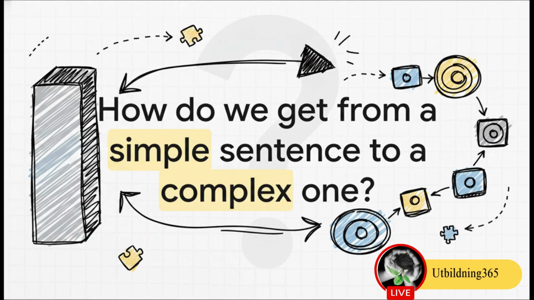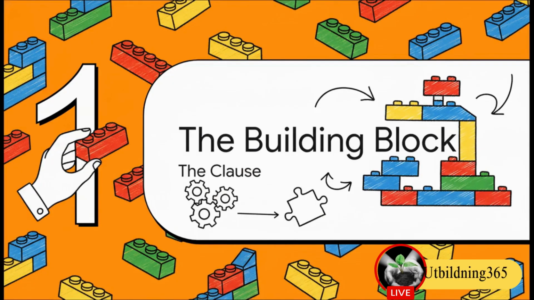What's the secret sauce? Well, the answer is actually pretty straightforward. It's all about understanding the basic building blocks that make any sentence work. And that fundamental building block is something called a clause. Seriously, think of clauses as the individual Lego bricks of language. You can use them to build pretty much anything you can imagine.